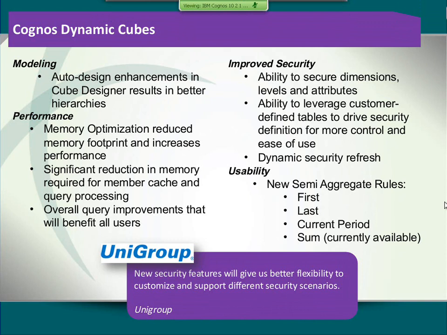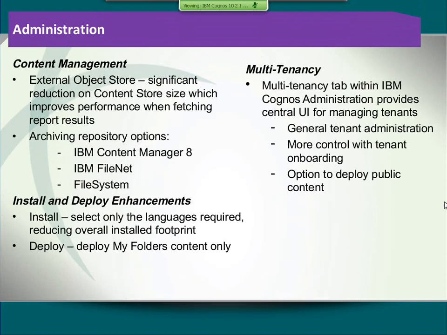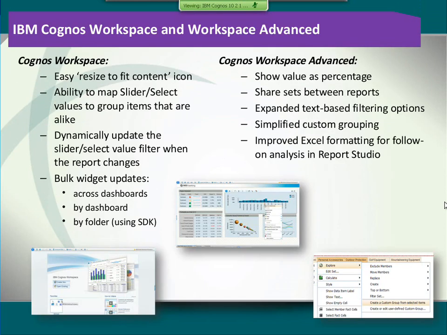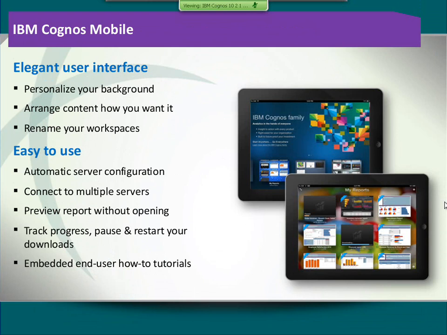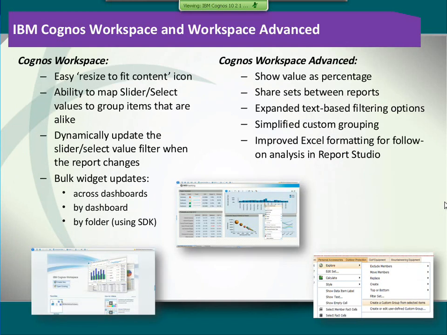From a Workspace and Workspace Advanced perspective, under Cognos Workspace, we have an easy resize to fit content icon, which allows you to take a chart and fit it to the particular size that you're in. You can map your slider and select values to group items that are alike. So if I have year and I have year_1 in my slider list, I can group them together so it looks like they're one thing.